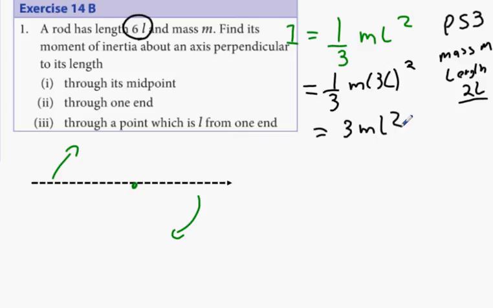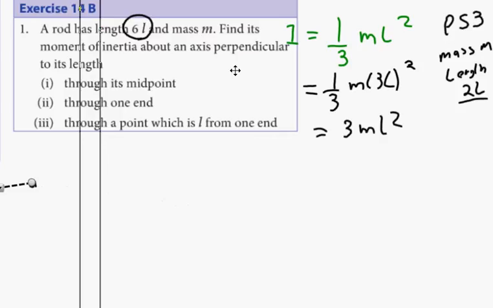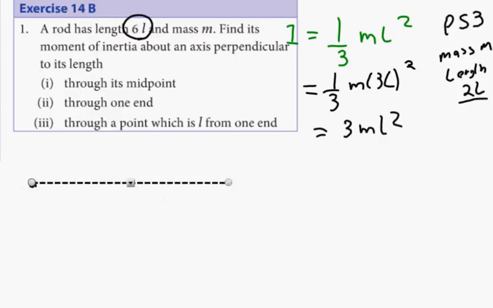And what we're going to get there is it's just going to be 3ml squared. Is that alright? Next formula we're doing is about its end, through one end. Okay, so we're talking about through one end, and we're talking that it's spinning around by the end. You get the picture.